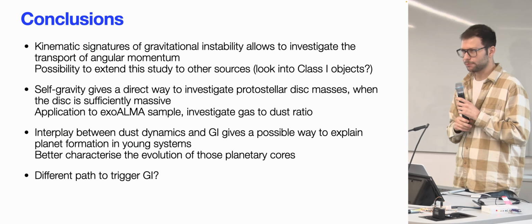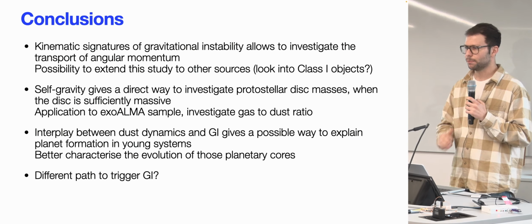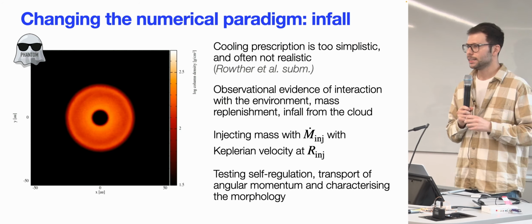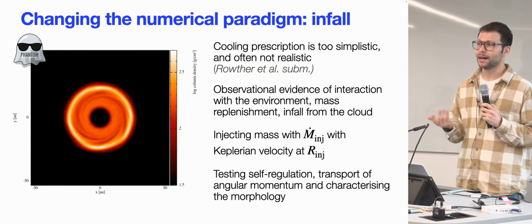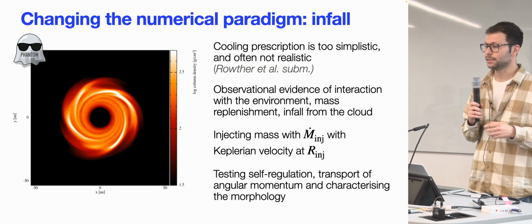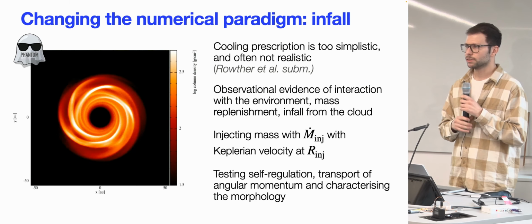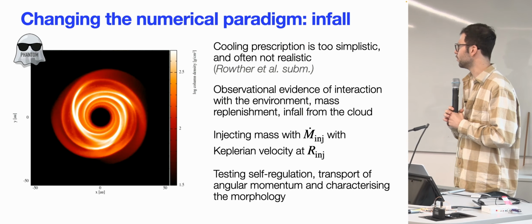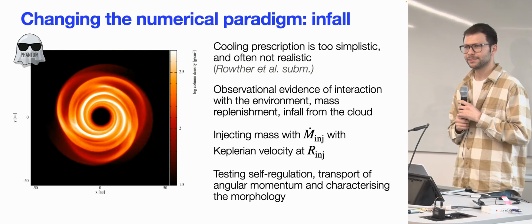And then something I'm doing now, actually, with the help of Daniel, is to investigate different paths to trigger gravitational instability. And I'm just leaving you with this plot where we implemented in Phantom a possibility to inject mass in a protoplanetary disk in order to trigger gravitational instability rather than cooling the disk. And we are testing self-regulation, the transport of angular momentum, and we also want to characterize better the morphology of these systems. So with this I finish my talk, and I'm happy to take questions.